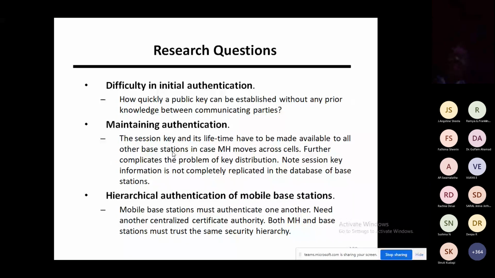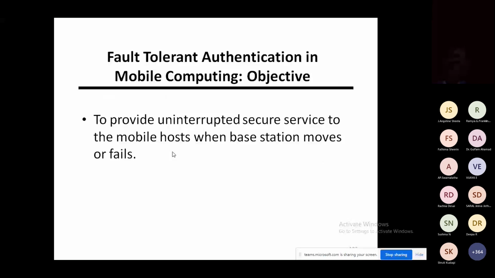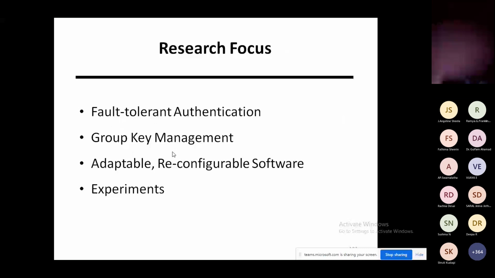So these are the research questions, like difficulty in initial authentication or maintaining authentication, the hierarchical authentication of mobile base stations, key agility, adaptive intrusion detection systems, or fault tolerant authentication in mobile computing. The objective is to provide uninterrupted secure service to the mobile host when the base station moves or fails. So the focus is on fault tolerant authentication, group key management, and adaptable, reconfigurable software or experiments.